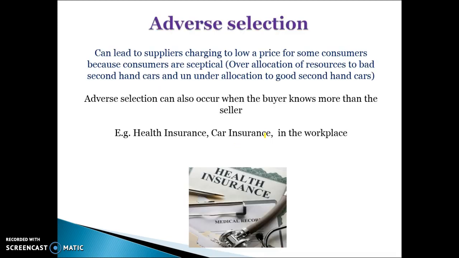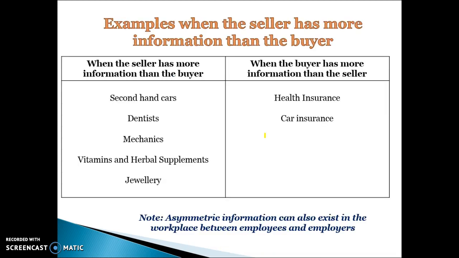So adverse selection can lead to suppliers charging too low a price for some consumers because some consumers are skeptical. So what can actually happen in the market for second-hand cars is that people get overcharged for dodgy second-hand cars. Then good, reputable second-hand car dealers can't sell at the price that they would like, and therefore there's actually an under-allocation of resources to good second-hand cars. Adverse selection can also occur when the buyer knows more than the seller, and we'll talk about that more in the next video. So it can occur when either party has more information.